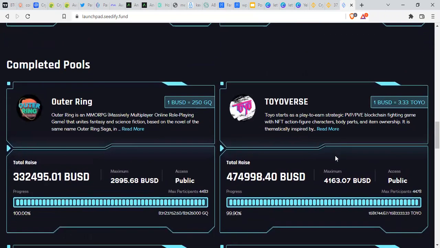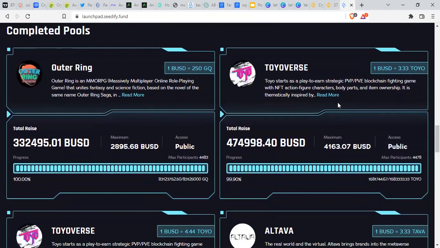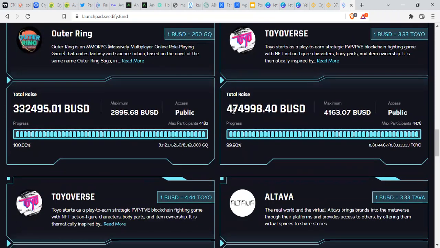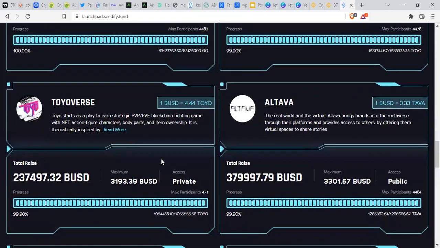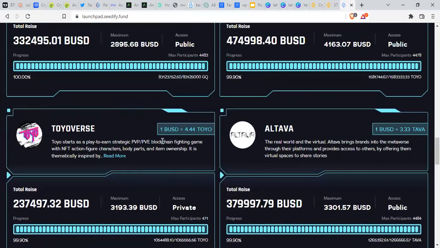Okay, here we are. This is the public sale right now. You can see the ToyoVerse public sale. They were able to raise 474,000. On these public sales, a lot of persons are able to participate, more than in these private sales. So let's see how much the private sale was able to get on this platform.